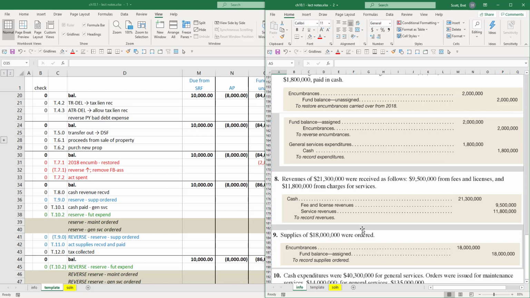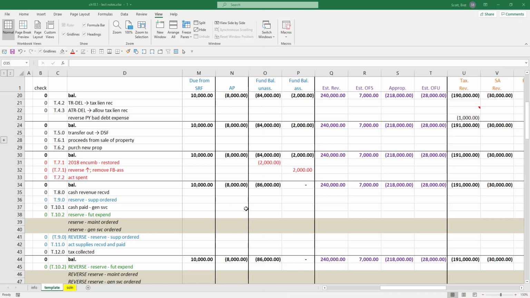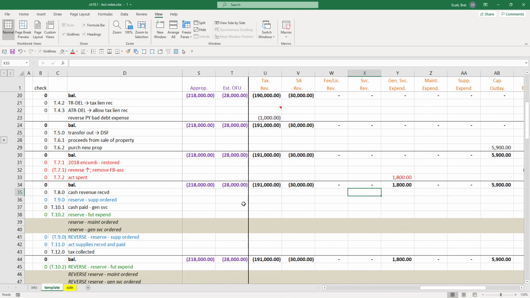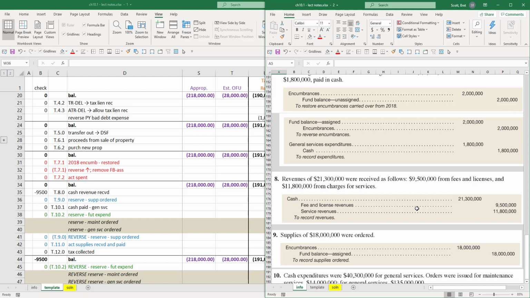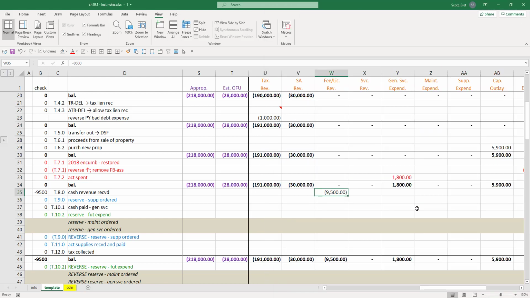Revenues of 21.3 million were received as follows: 9.5 million from fees and licenses, 11.8 from charges for services. Okay, total of 21.3, but we want to use separate accounts. Fee revenues, 9.5. So let's do that first. Fee revenues, 9.5. There's my credit. What's the other portion? 11.8 to service revenues. Service revenues, 11,800.